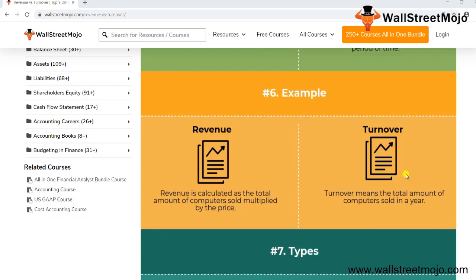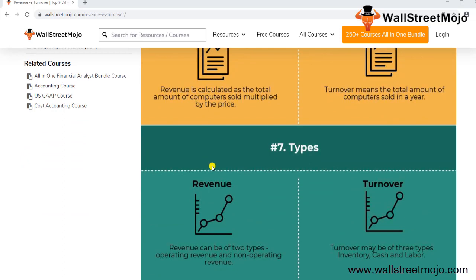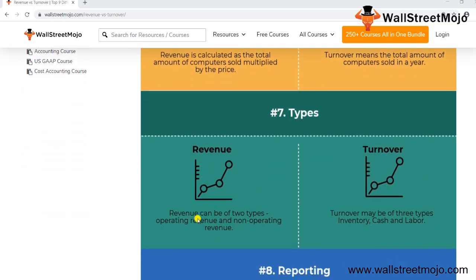But what is turnover? Turnover means the total amount of the computers sold in a year. Now the types. Revenue can be of two types, operating and non-operating revenue. Operating is revenue that is coming from the day-to-day business of that particular entity. Non-operating is income like interest from your fixed deposits or any other income which is not based on the main operating business.